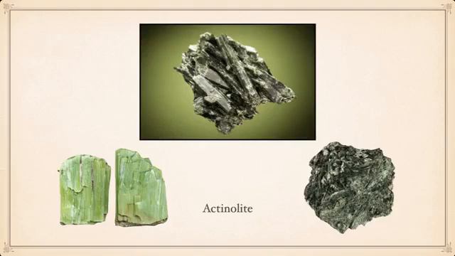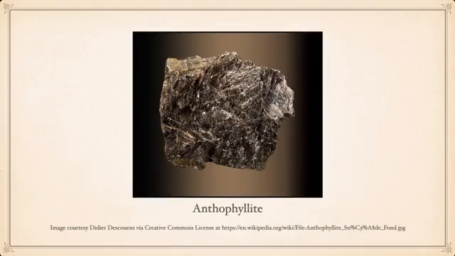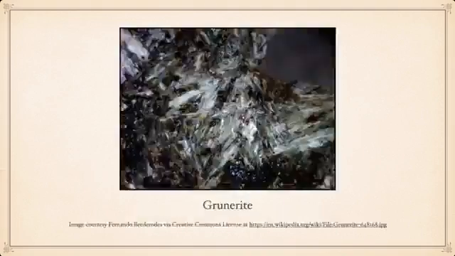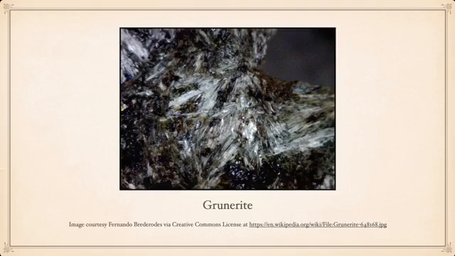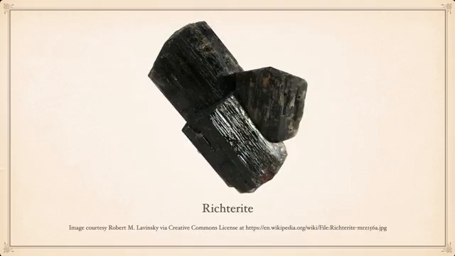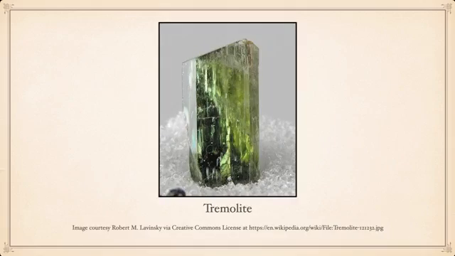Now, actinolite is another mineral in this group, so here's some of this. Lovely, lovely green color, as you can see. Here is another amphibole mineral, anthophyllite. Here is glaucophane with magnetite, the dark black, along with molybdenite, and those little flecks in it are pyrite. Grunerite is another amphibole. Pargasite is also another one, as well as richterite and tremolite.